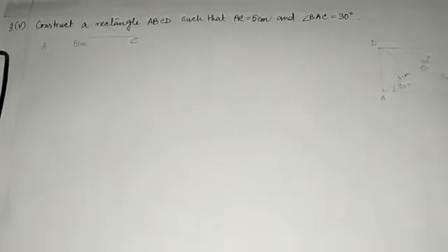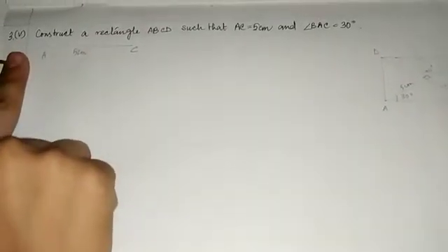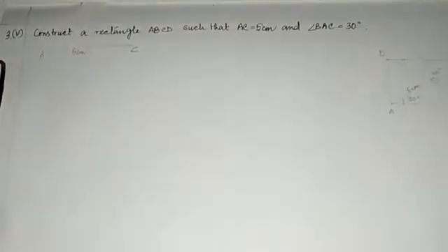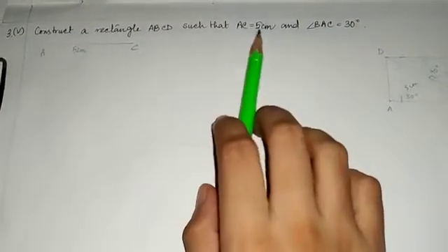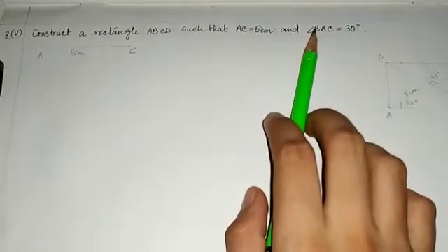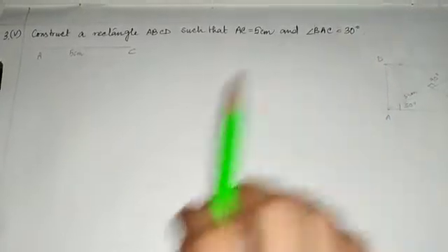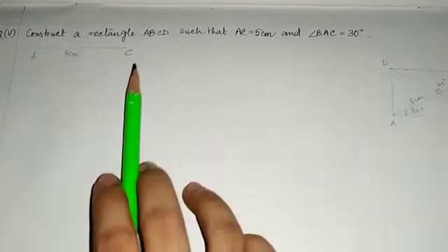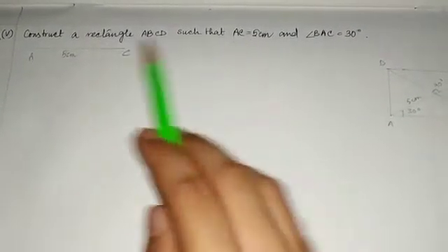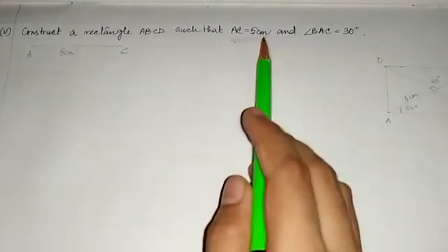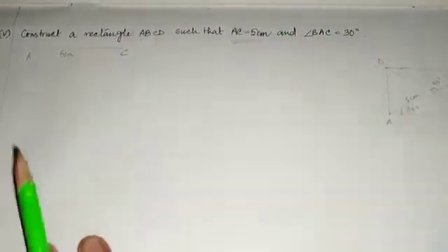Now see question number 3.5. Construct a rectangle ABCD such that AC equals 5 centimeter and angle BAC equals 30 degree. That means it is a rectangle in which a diagonal AC is given, and an angle is given.